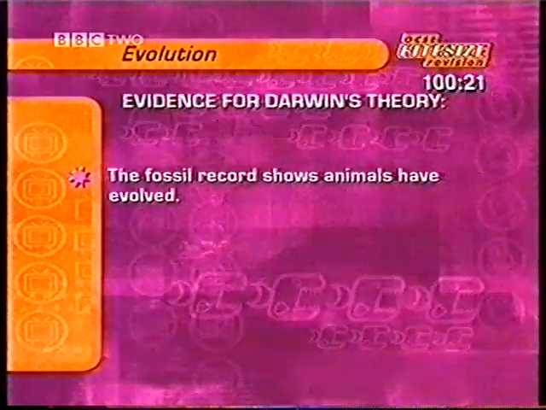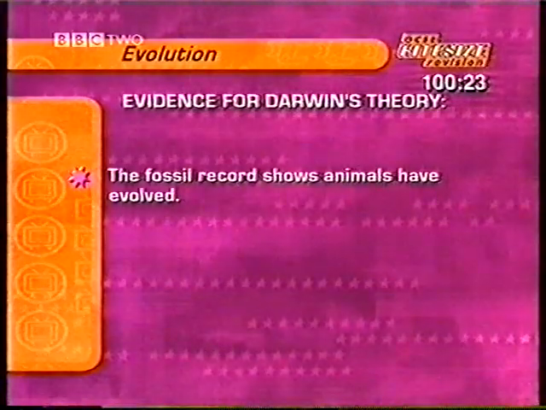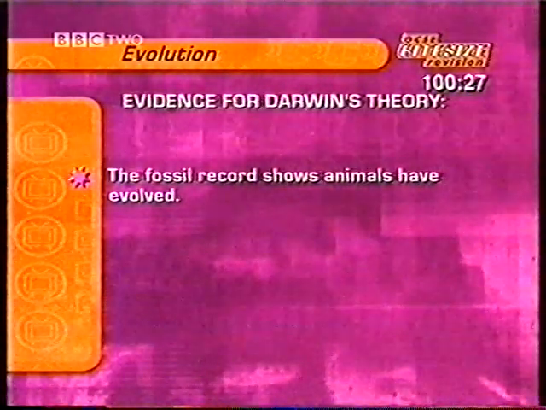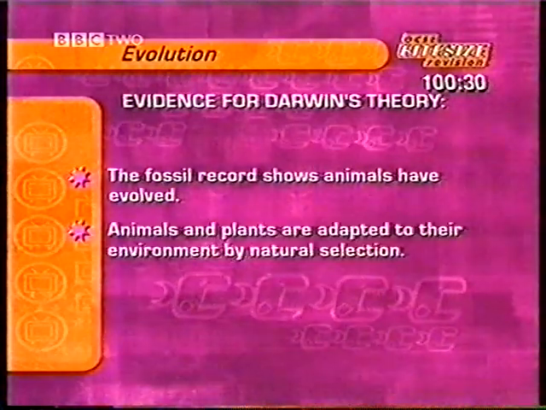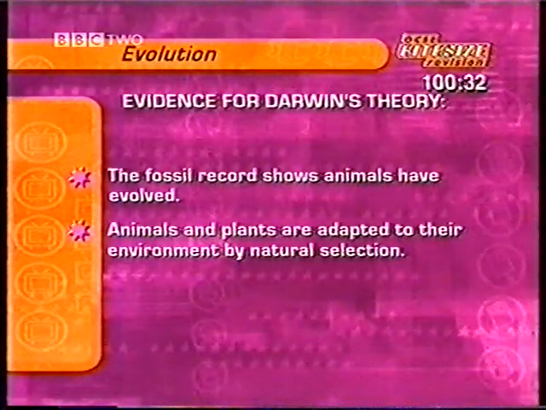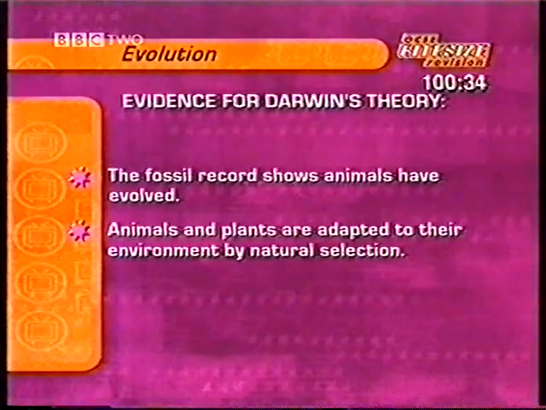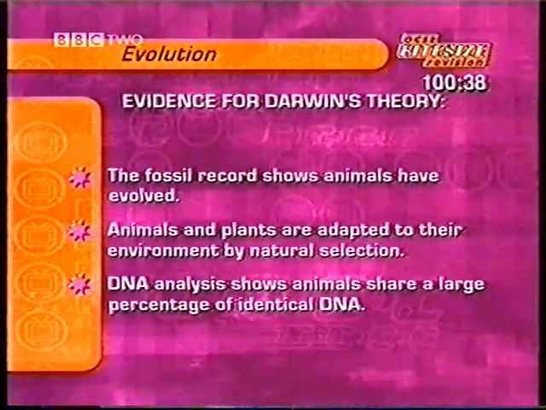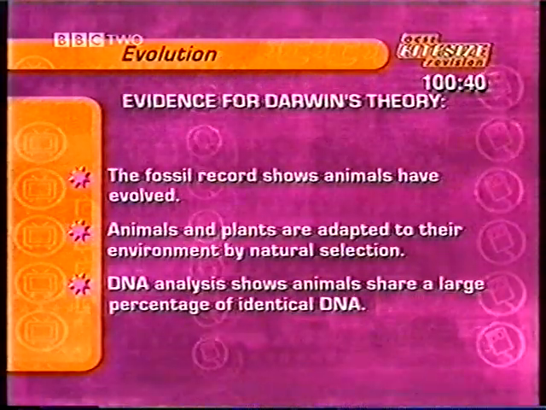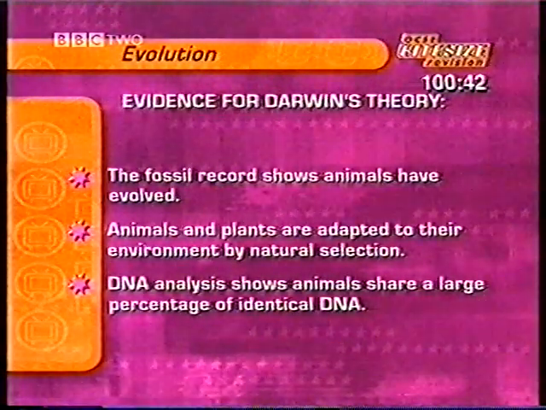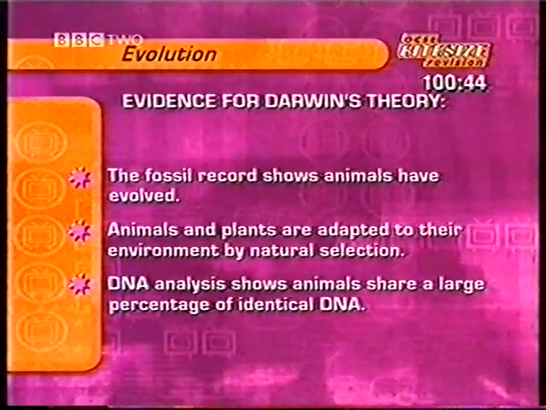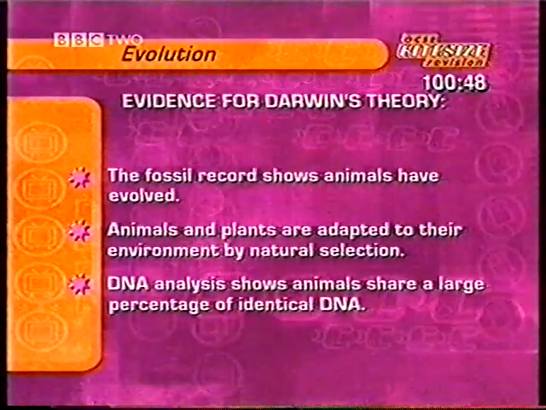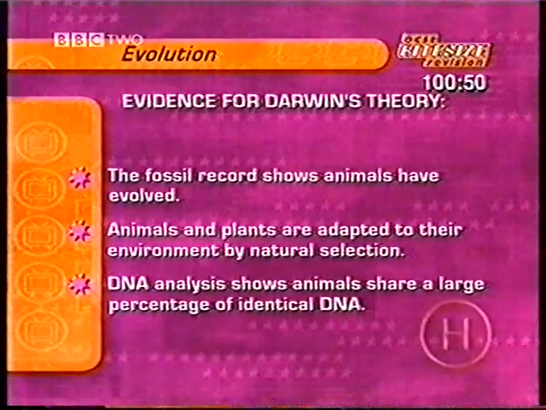The main evidence for the theory of evolution is that the fossil record shows that animals have changed and evolved over millions of years. Over time, most animals and plants have become well adapted to their environment by natural selection. DNA analysis shows that all animal species share a large percentage of identical DNA, so they must have common ancestors. There's more about variation, inheritance and evolution in the higher tier science program.